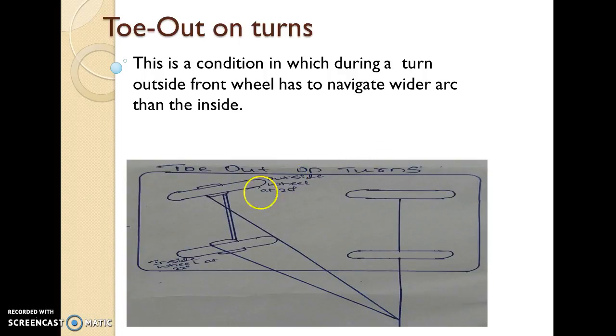See the angles here. For example, I have taken it as 22 and 20 degrees. See, this is the outside wheel. It is taking an angle of 20 degrees, whereas this wheel is taking an angle of 22 degrees. So this condition in which the outside front wheel has to navigate a wider angle during a turn is termed as toe-out on turns. It is generally measured by the turning angle gauge.